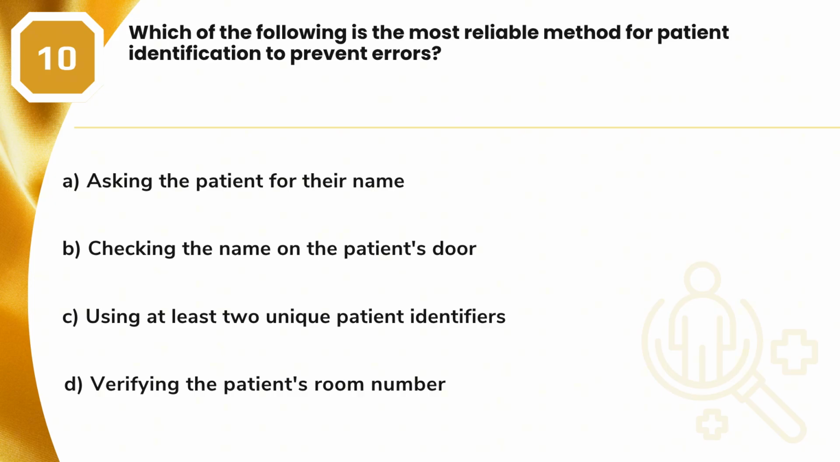Question 10. Which of the following is the most reliable method for patient identification to prevent errors? A. Asking the patient for their name. B. Checking the name on the patient's door. C. Using at least 2 unique patient identifiers. D. Verifying the patient's room number.